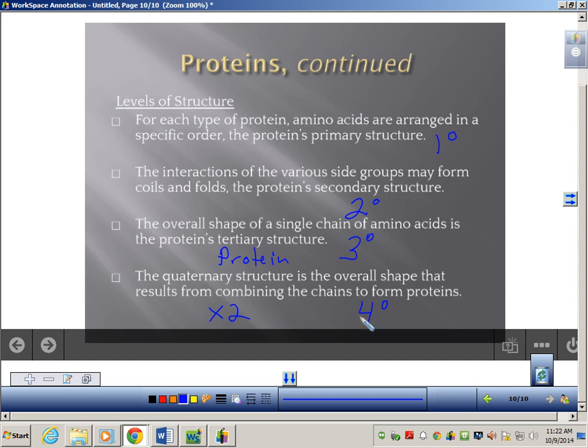So if I give you a question that says the order of amino acids and the folding, you're looking at the secondary structure. If I tell you that they form bonds between the side chains, the functional groups, you're at your tertiary level. And if I say there's two polypeptides coming together, I'm at my quaternary level. All right?